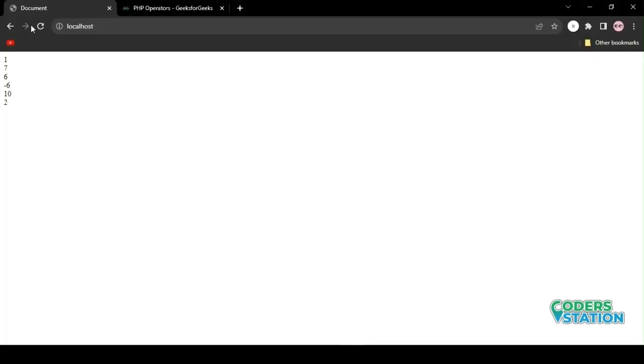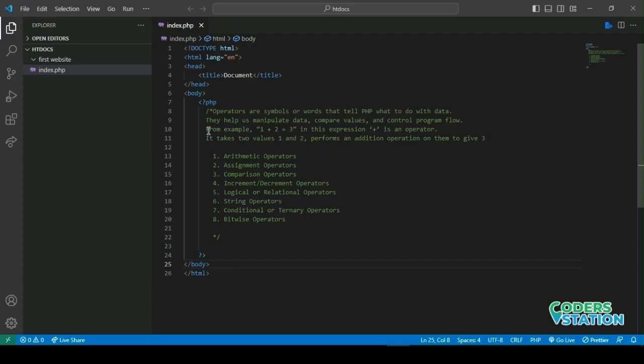In the browser, 1, 7, 6, these are the results of the AND and OR operations. So with this we conclude with operators in PHP.